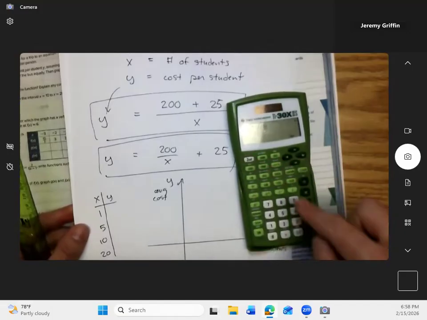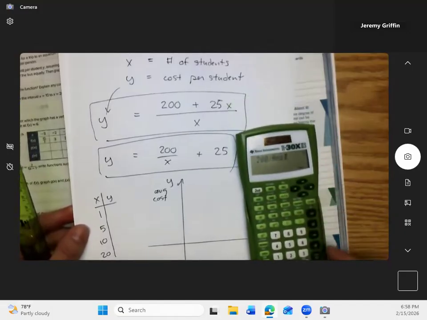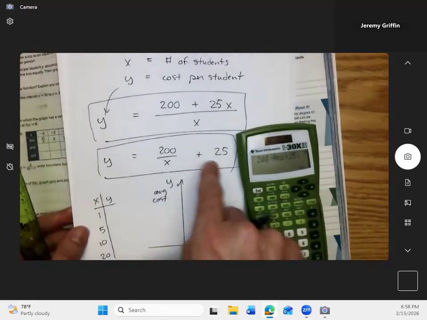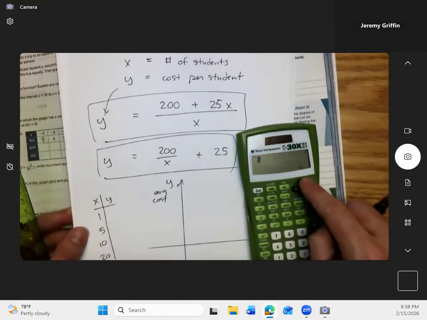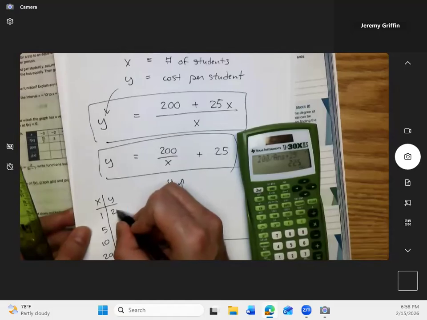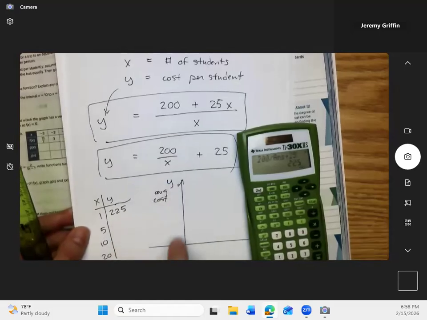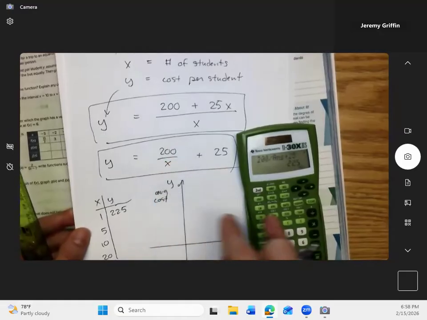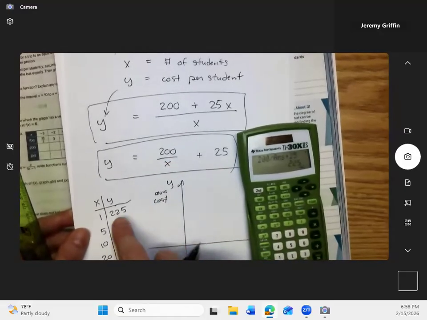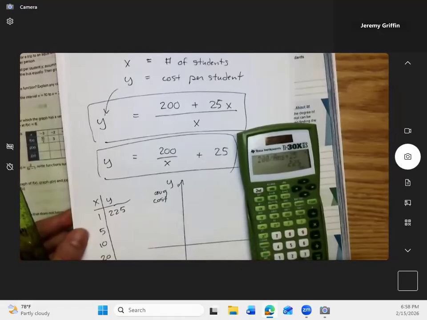So let's do 200 over X plus 25. I'm using this version right here. Again, these are the same thing. Okay, so let's plug in 1, get 225. Yeah, if one student goes by himself, he has to buy the bus and his own ticket. He'd be paying 225. There's only one of them, so the average cost is 225.